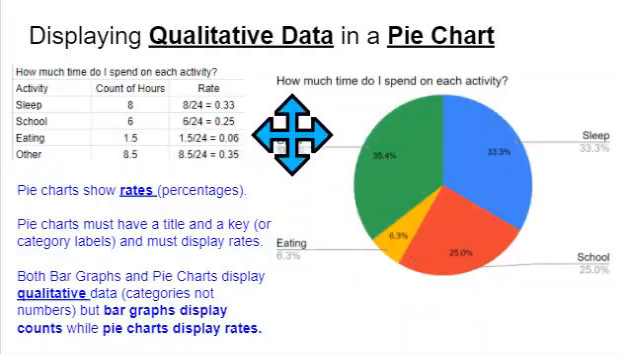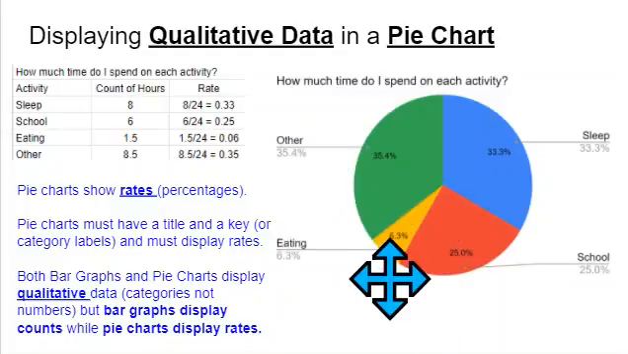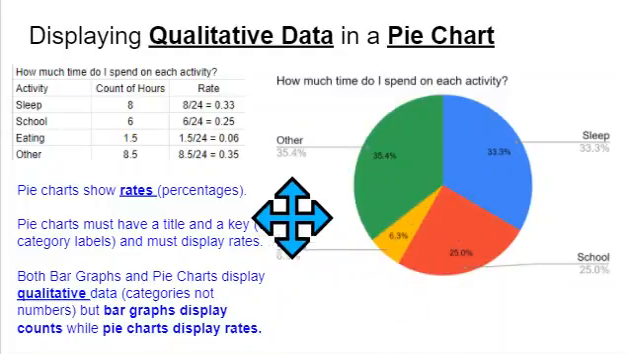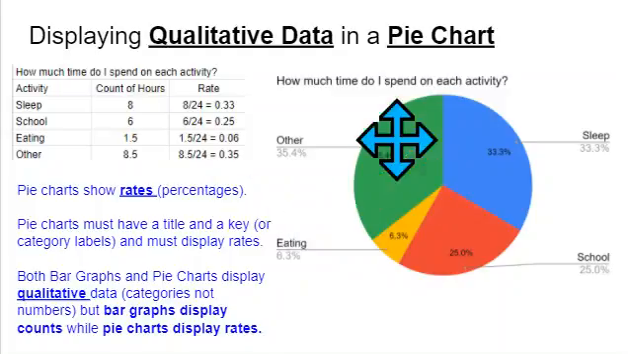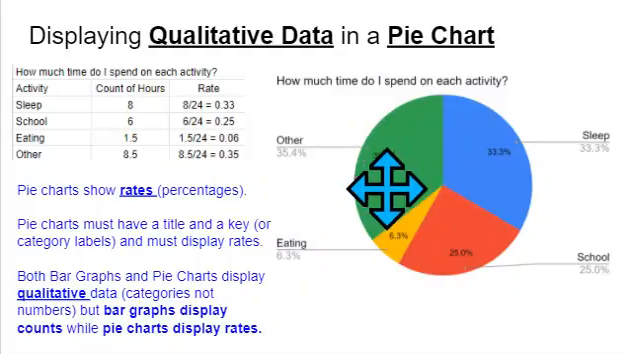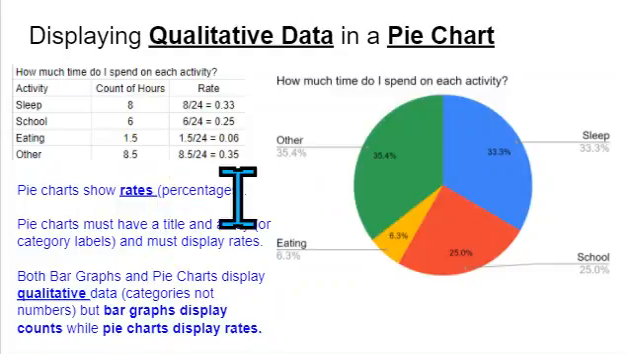1.5 divided by 24 gave us 0.06, which is just 6% of the day eating. And then the rest of the day was 8.5 divided by 24, which is 35% of the day on other activities. Pie charts show the rates or the percentages. So even though both bar graphs and pie charts display qualitative data, the bar graphs display the counts and the pie charts display the rates.